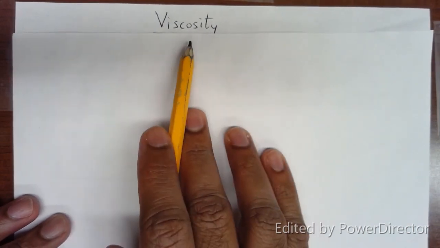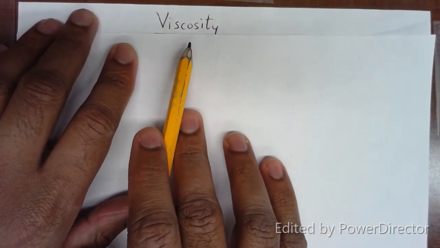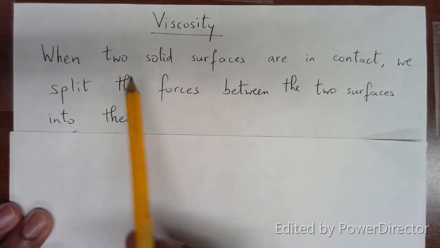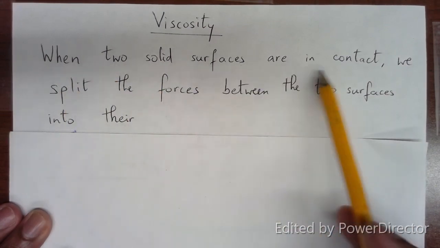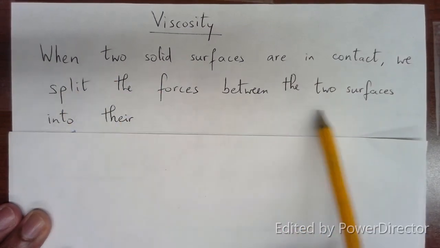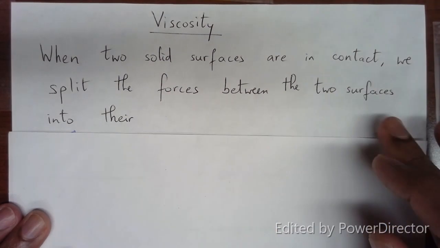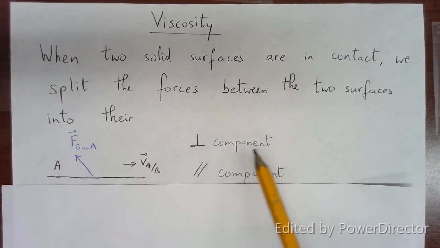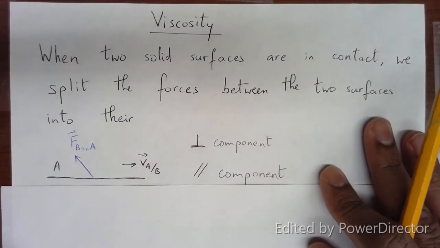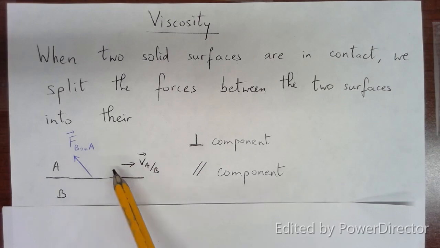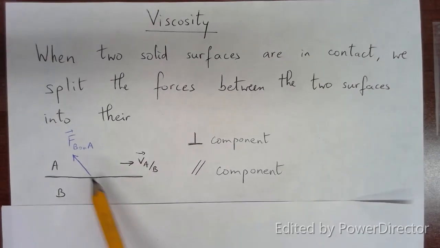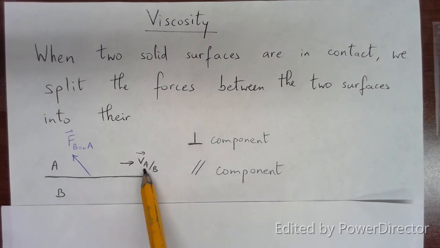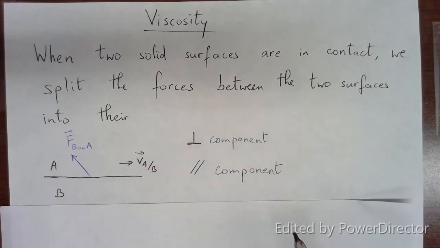In this video, we will look at the concept of viscosity. When two solid surfaces are in contact, we split the forces between the two surfaces into their components. Specifically, we look at the perpendicular component and the parallel component. So for example, supposing we had two solids A and B meeting at some surface, and let's say that A is moving with respect to B, so we have a velocity of A with respect to B, it's moving to the right like this.